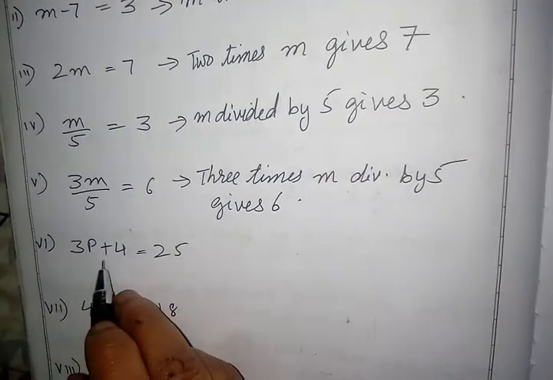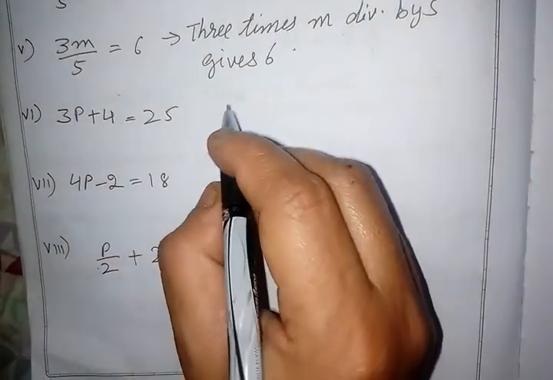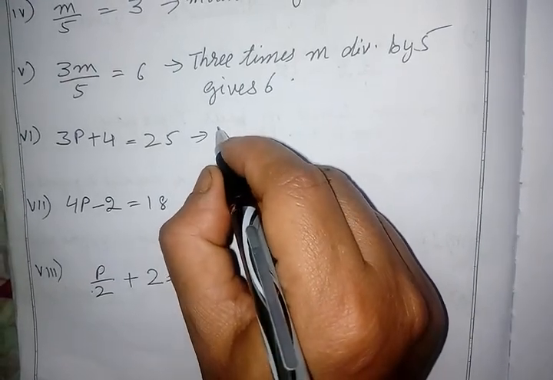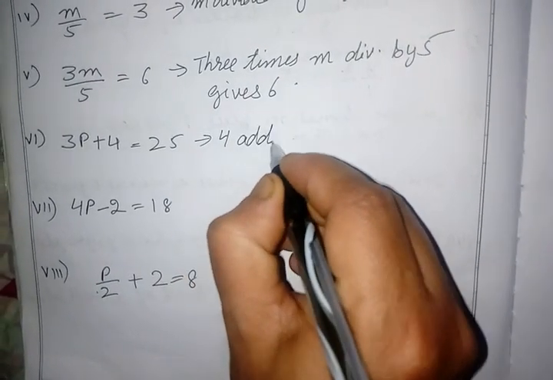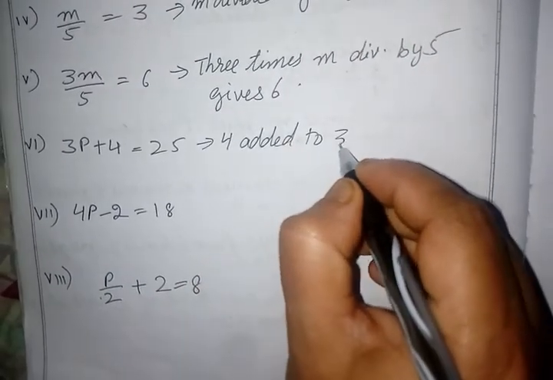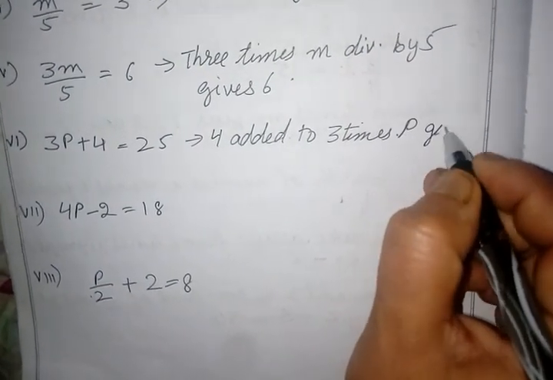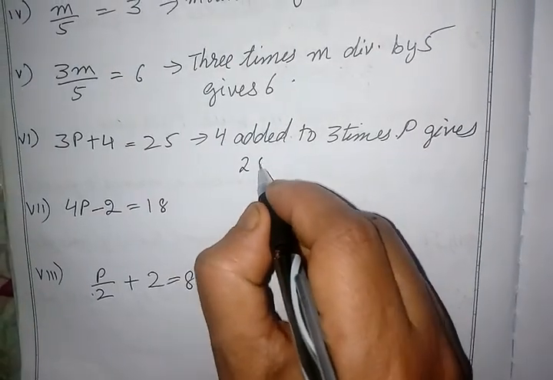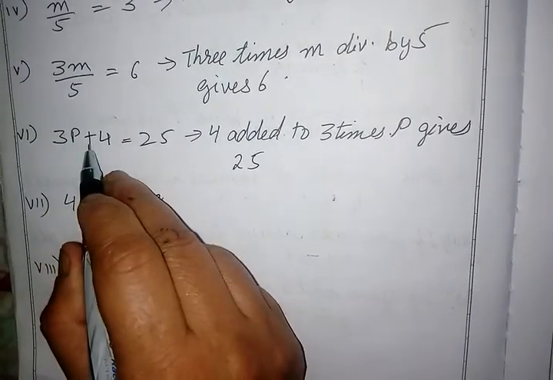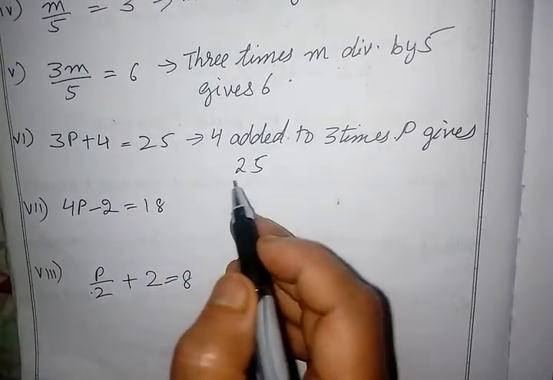Okay, 3p plus 4 is 25. So 4 added to 3 times p gives 25, or you may write 3 times p plus 4 gives 25.